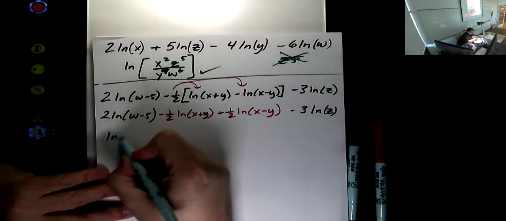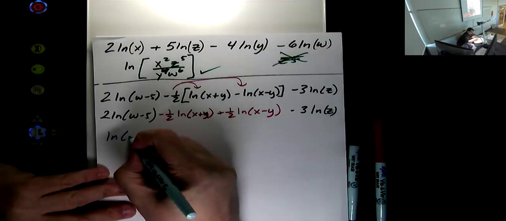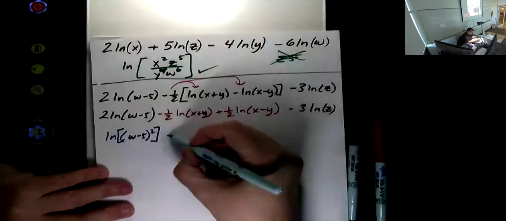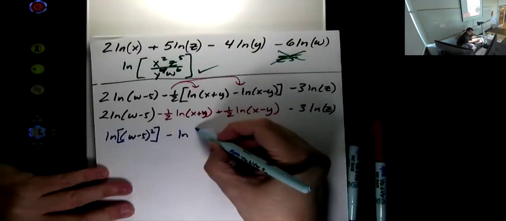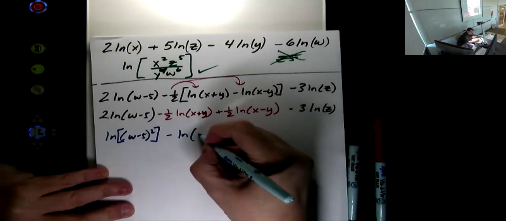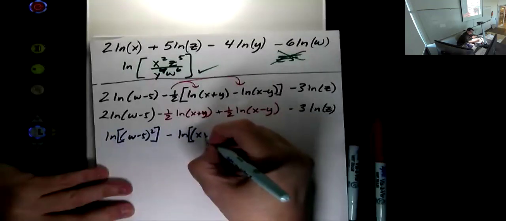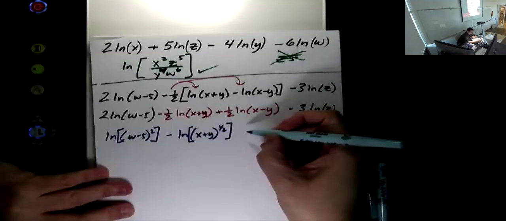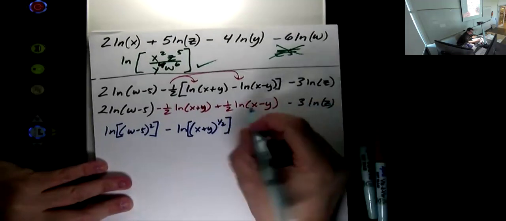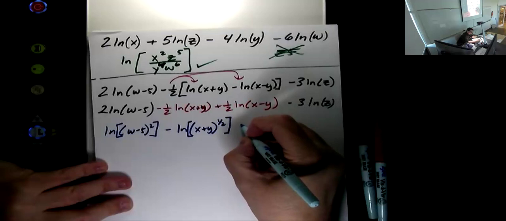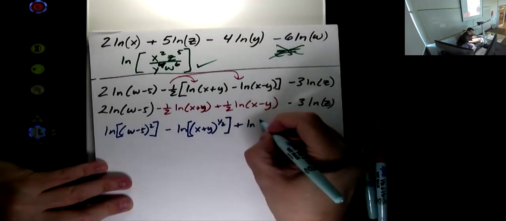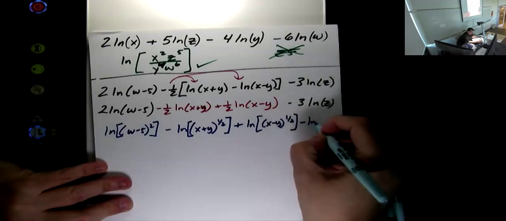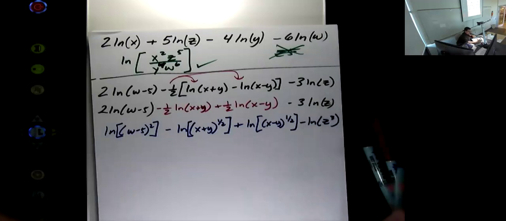This is ln of (w minus 5) squared, minus ln. I guess I'll use brackets and parentheses. I'm just leaving the minus on the outside, although I could technically move it inside. We move the 1/2 inside here, and move the 3 in there.